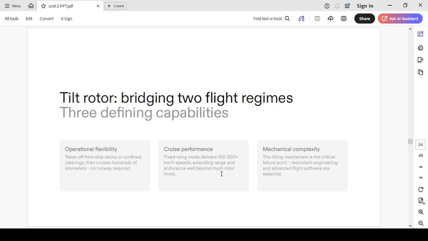For operational flexibility, it takes off from a ship's deck or confined clearance, so you don't require any kind of runway. For cruise performance, fixed wing mode delivers 100 to 200 kilometers per hour speed, which can be extended to 250 plus, also based on the type of motors that you use. The complexity only lies in the tilting mechanism, whereas the other things are fixed. The tilting mechanism will be playing a vital role here.